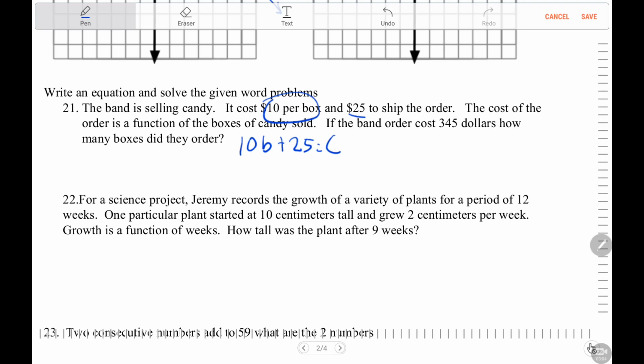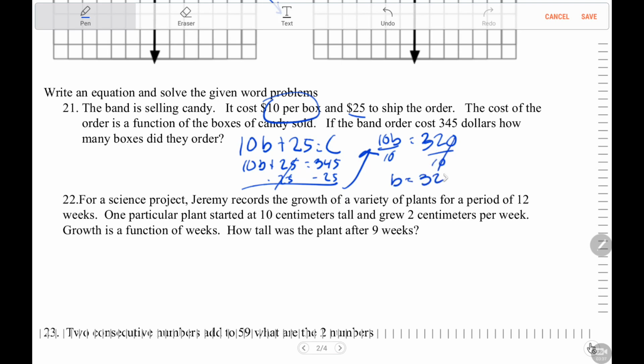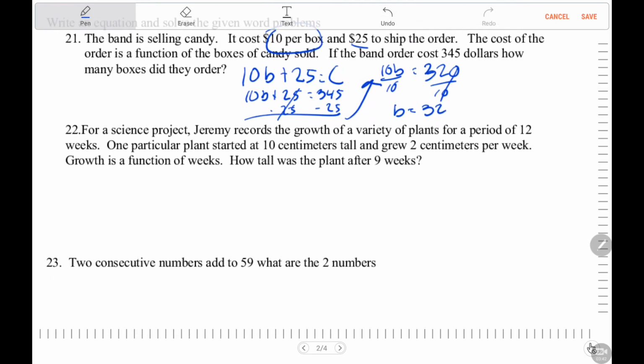If the band order cost was $345, how many boxes did they order? Well, substitute $345 in for C. You'll have to subtract 25. I'm going to rewrite this. So bring down 10B. That goes away. 345 minus 25 is 320. Divide by 10. So the number of boxes that they ordered is 32. They ordered 32 boxes.